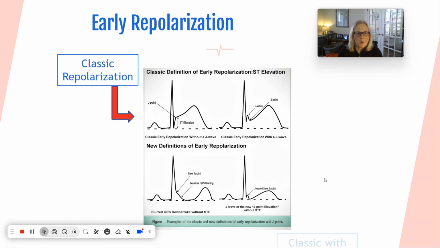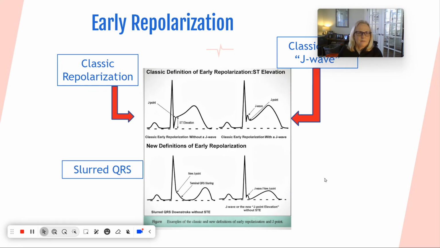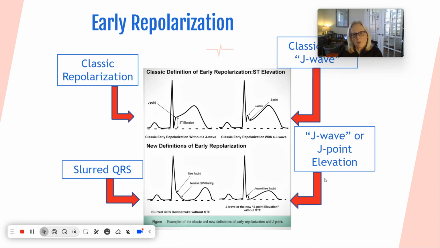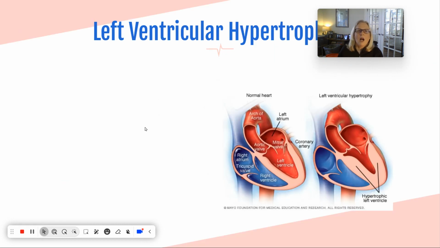Well, here's our classic repol. There's our J wave, slurred QRS, and then the J wave or J point elevation. Yeah, okay. All right, so left ventricular hypertrophy.